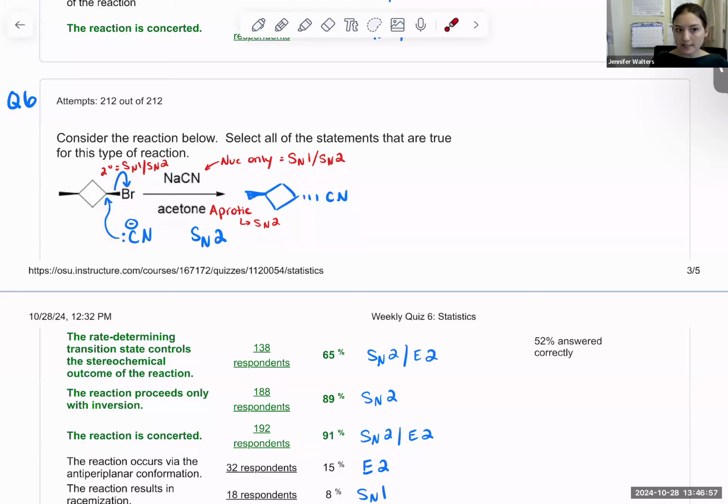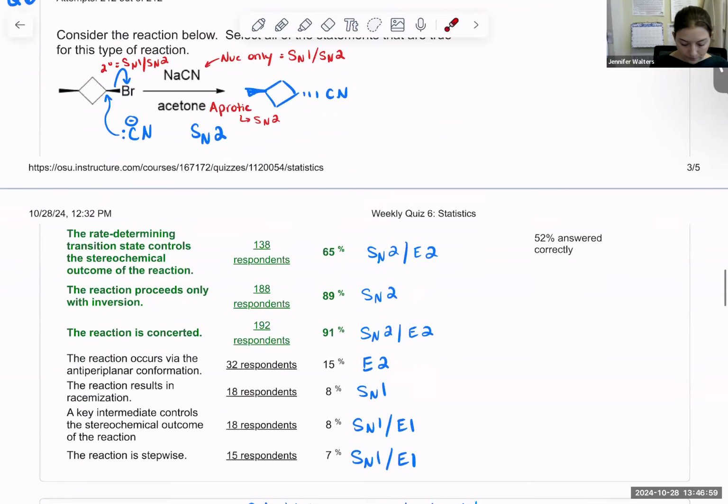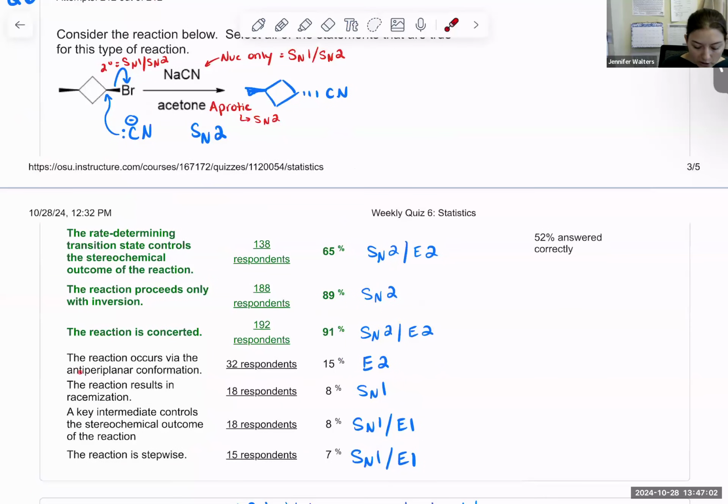So we're going to look for all statements that are true for an SN2 reaction. The rate determining transition state controls the reaction. Yes, the transition state, that's SN2 or E2. Yes. The reaction proceeds only with inversion. Yes, that's true for only SN2. The reaction is concerted. Yep, that's for SN2 or E2. Antiperiplanar is only true for E2. Racemization is SN1. Key intermediate means it's one of the stepwise reactions, SN1 or E1. And again, stepwise, SN1 or E1. So these were the 3 correct statements.